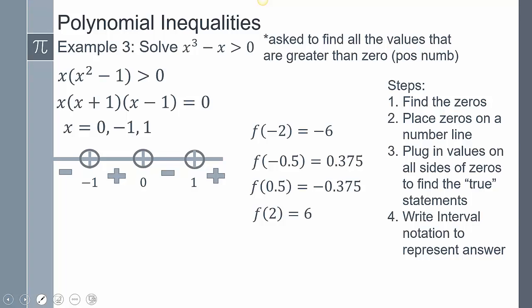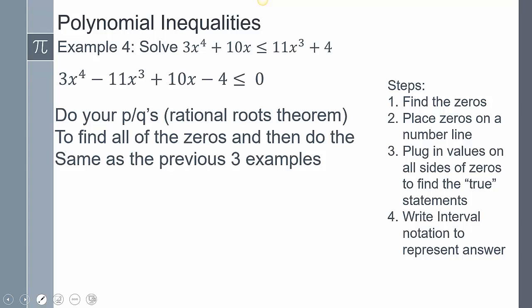So now, shading the side that's true, because we said that it's asking for values that are greater than 0. Values that are greater than 0 are positive numbers, so I'm going to be shading this side and this side. So now I want to write the interval notation to represent the answer. That's going to be from -1 all the way to 0, parentheses because they're open circles, and then union starts again at 1 all the way to positive infinity.